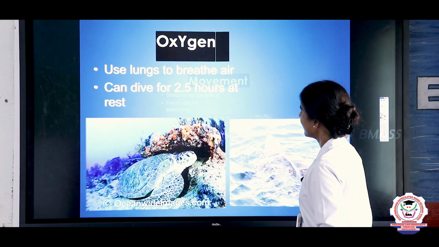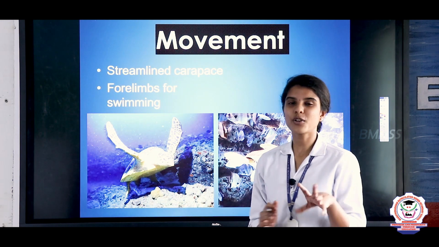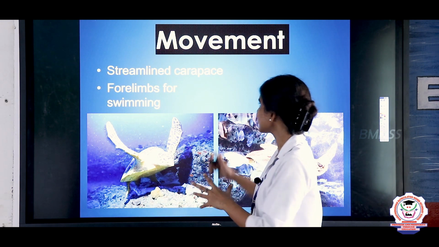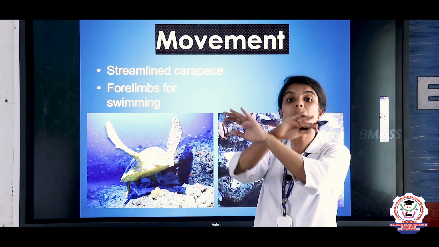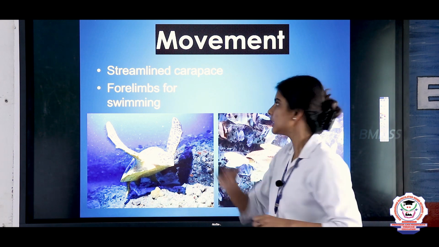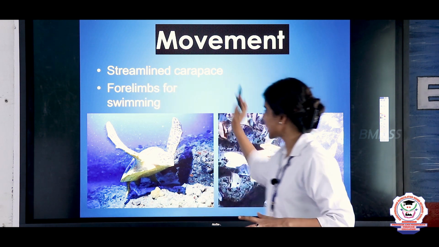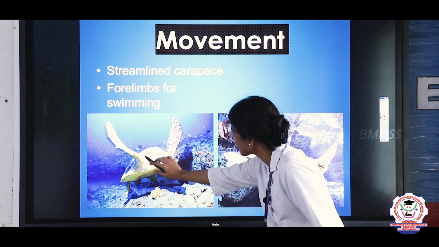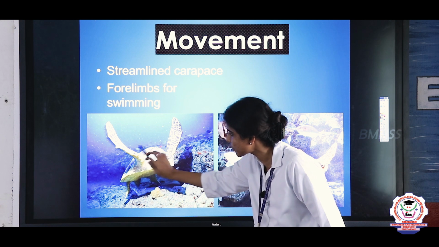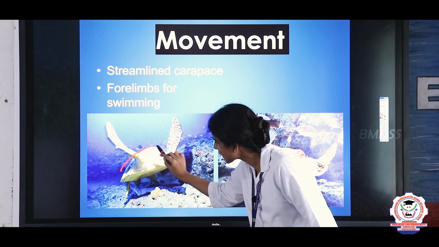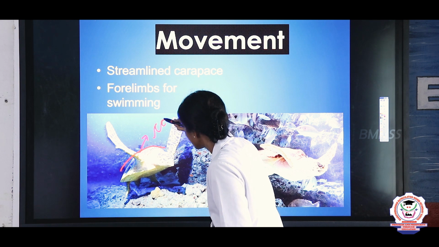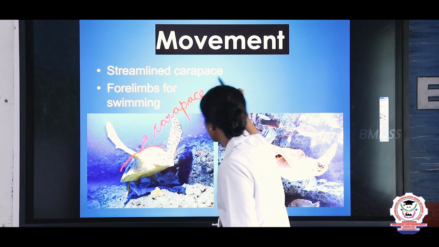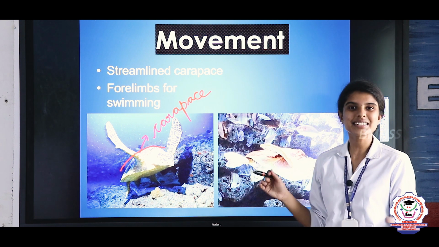Then let us see the movement of the sea turtle. I told you it has the carapace. Carapace is the upper part of the sea turtle. So it has a streamlined carapace. Look here, this is the upper surface of the sea turtle, and this is called the carapace. So it has a streamlined carapace.